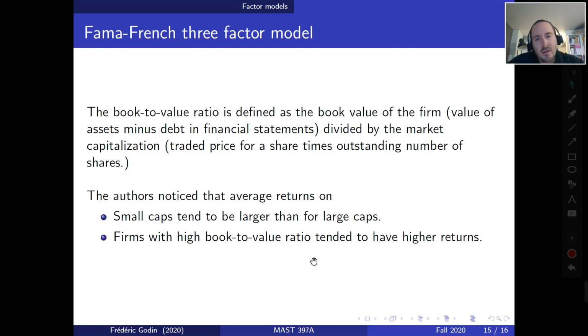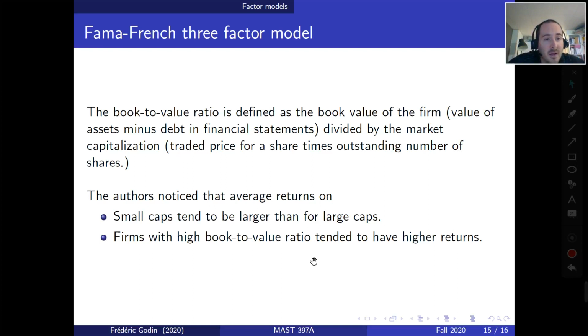In the high minus low, this was the excess return of firms with high book to value ratio over firms with low book to value ratio. But to understand that, we have to understand what a book to value ratio is. A book to value ratio for a given firm is the ratio of the book value of the firm over the market value of the firm. What is the difference between both? The book value of the firm is the value of the firm in the financial statements, so the value of its assets minus the value of debt in financial statements.